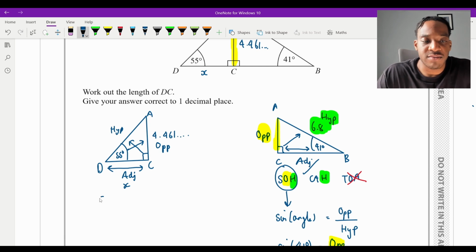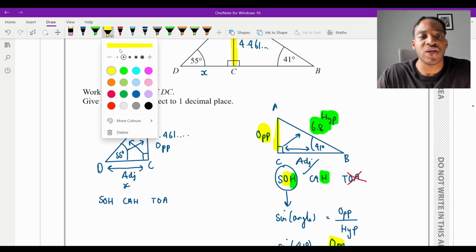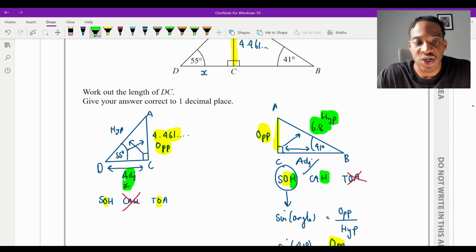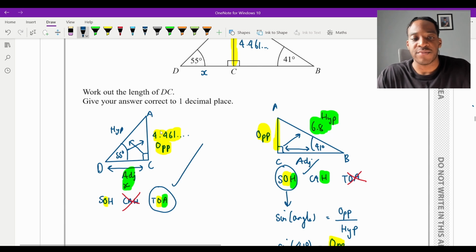So again, get out your acronym SOH CAH TOA. Now, firstly, ask yourself which side have they given you? Which side do you have? You've got the 4.461, which corresponds to the opposite. So I'm going to highlight this O, and that tells me straight away we can't use CAH. We're not using CAH. And then the second thing is what side are they asking us to find? And that is x, which is the adjacent, and that is A. So it has to be TOA. So I'm going to circle this one. I'm going to use TOA.